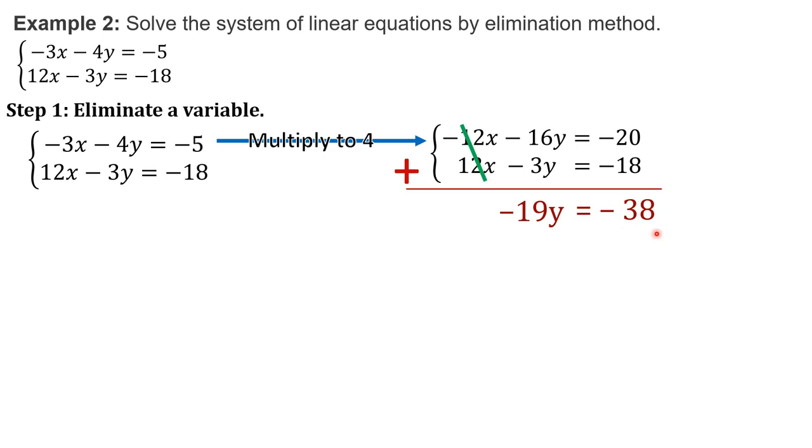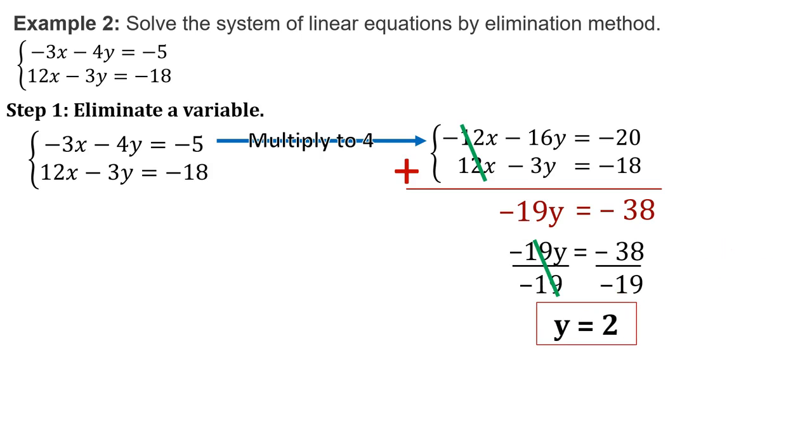So to solve for it, we have to remove this negative 19 by dividing both sides by negative 19. Cancel negative 19, then 38 divided by negative 19, they are both negative, therefore the answer will be positive. So 38 divided by 19 is equal to positive 2. Therefore, the value of y is equal to positive 2.